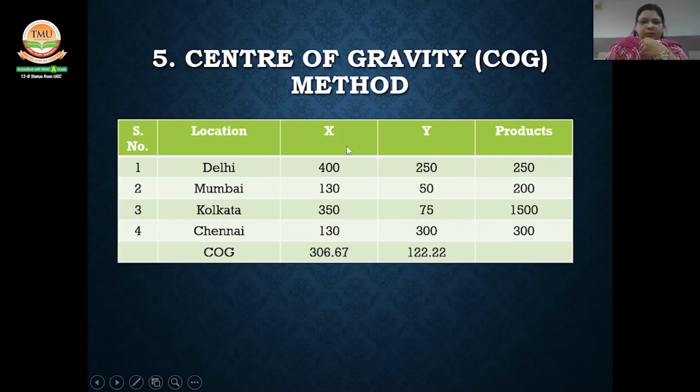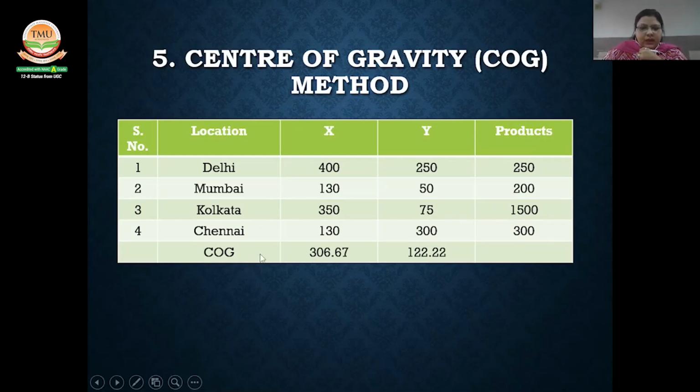Same for Mumbai, there is a location of X and another location of Y. For Kolkata, there is a location of X and another location of Y. And in Chennai, there is a location of X and another location of Y. And how many products we are going to produce is 250 in Delhi, 200 in Mumbai, 1500 in Kolkata, and in Chennai we will produce 300 products.